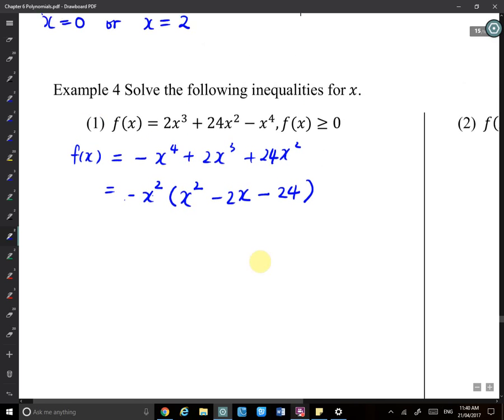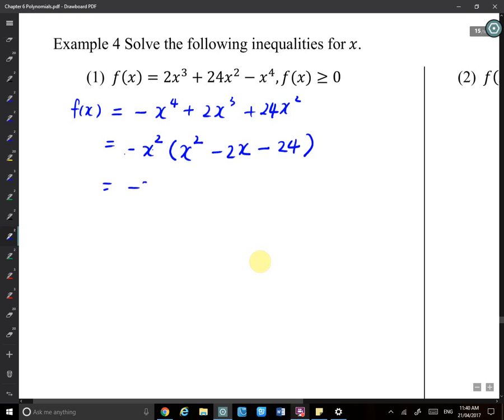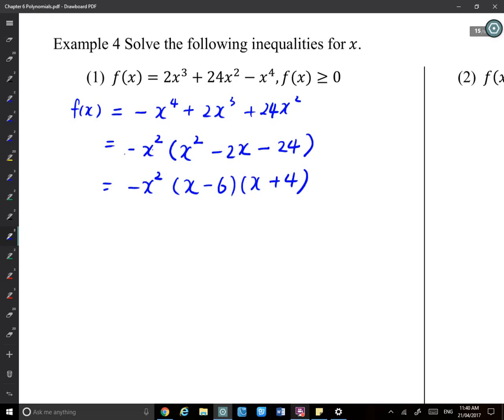Okay, that's what we factorize on the top, I think. And you have that. You have x minus 6 and x plus 4. Okay, 24 to make negative 2, so it's negative 6 and 4.